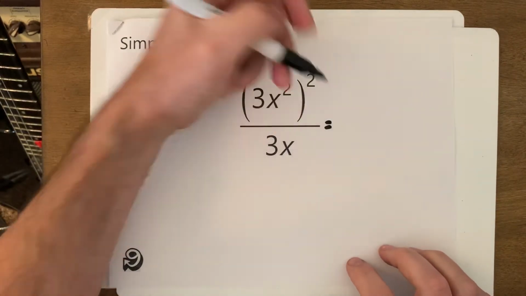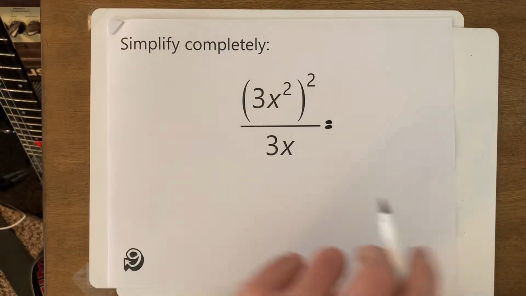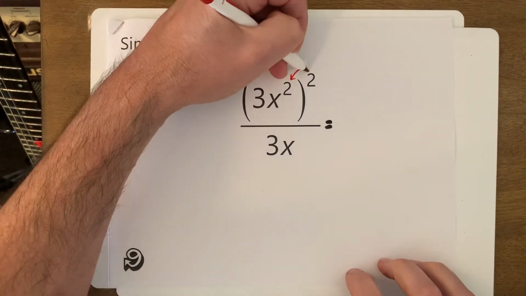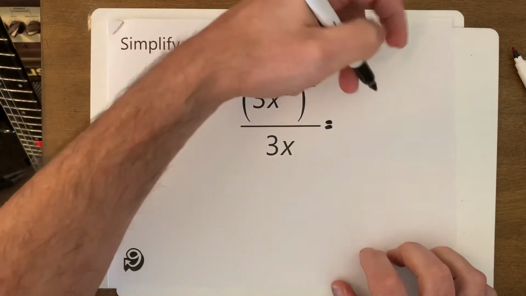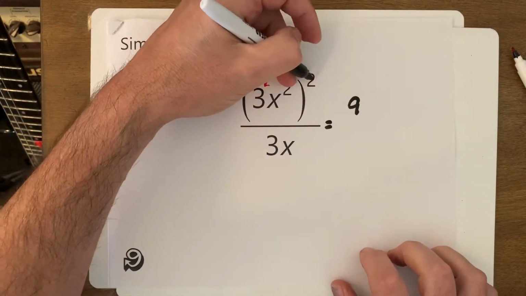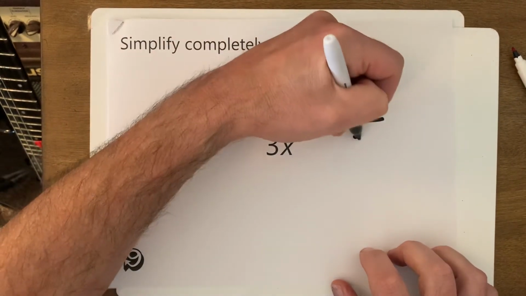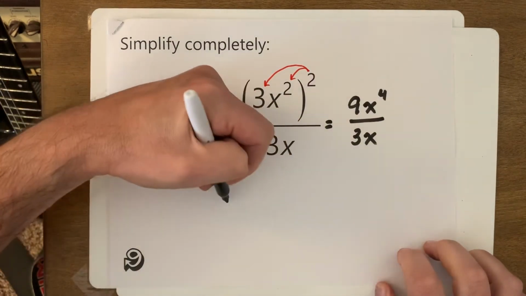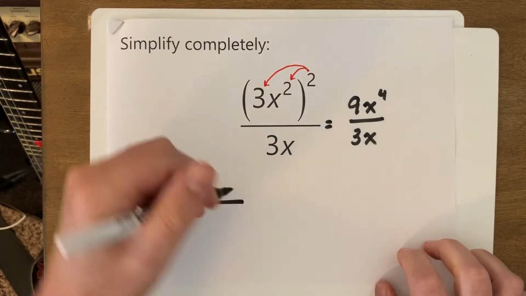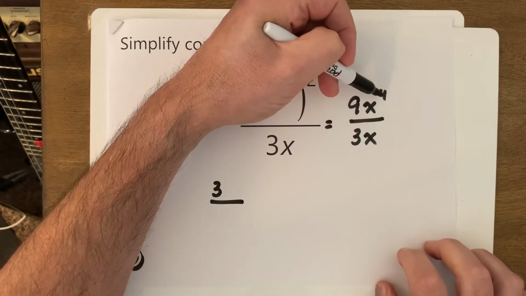Okay, this guy, it's very tempting to start canceling stuff out, isn't it? But you can't. You got to first do this. Okay, so 3 squared is 9. X squared squared, 2 times 2 is 4, over 3x. So now let's take a look. I've got 9 divided by 3, which is 3, right? So let's go ahead and put a division bar. 9 divided by 3 is 3. That 1x is going to cancel with one of these up here, and it's going to drop that down to a 3.